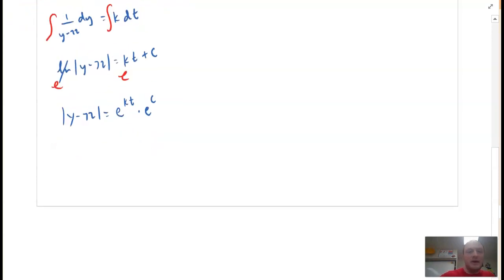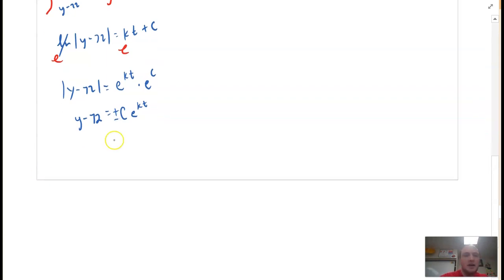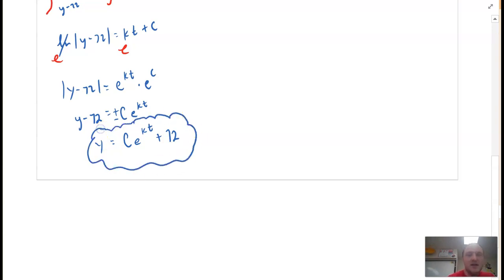Okay, so I'm going to go ahead now and solve this. So e to the c is just a constant. So we have c times e to the power of kt. And I'm going to get rid of the absolute values, right? So y minus 72. And when you get rid of the absolute values, the other side is plus or minus. Well, if I have plus or minus a constant, that's just going to be some c value, whether it's plus or minus. And I'm going to add 72 over to the other side. So here is our general equation that represents a heated object being brought into a room with surroundings of 72 degrees. So there is our equation.